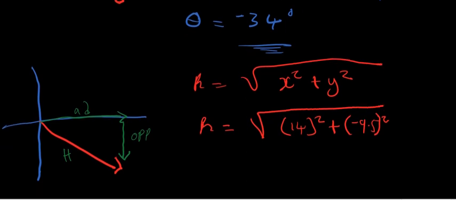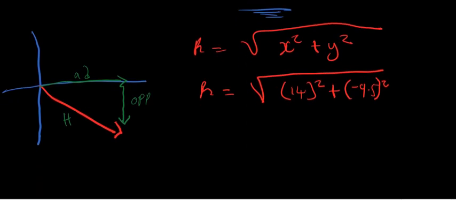So if you work it out using your calculator, what are you simply going to have? You are going to have r is simply equal to 16.91 something, so this will give us 16.9187.